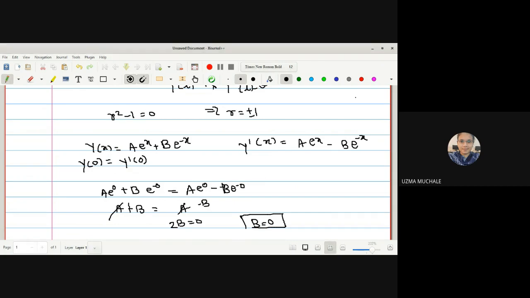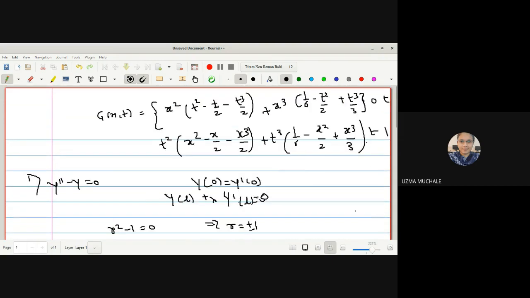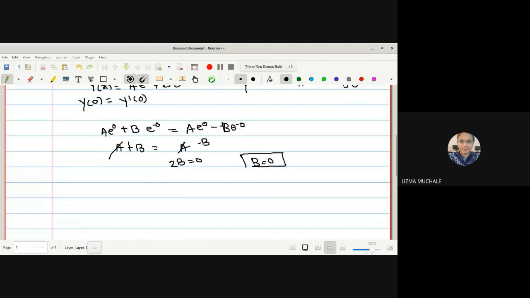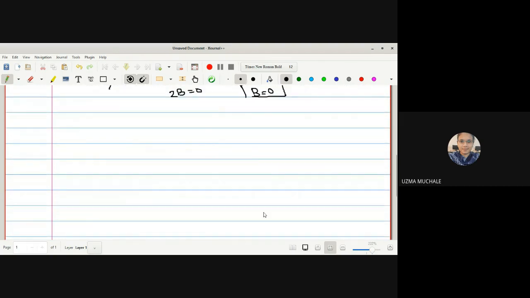Now similarly let us evaluate the second condition. What is the second condition? y of L plus lambda y dash of L is equal to 0. What is y of L? a e raised to L plus b e raised to minus L plus lambda times a e raised to L minus b e raised to minus L is equal to 0.